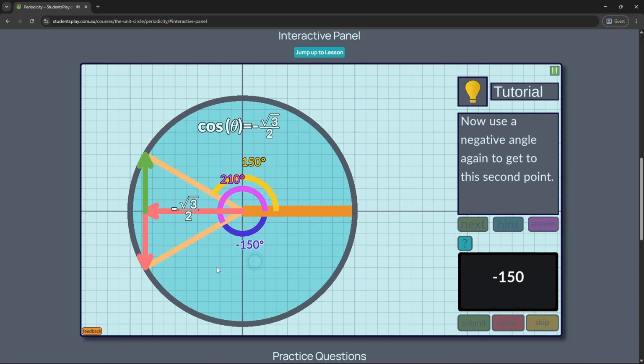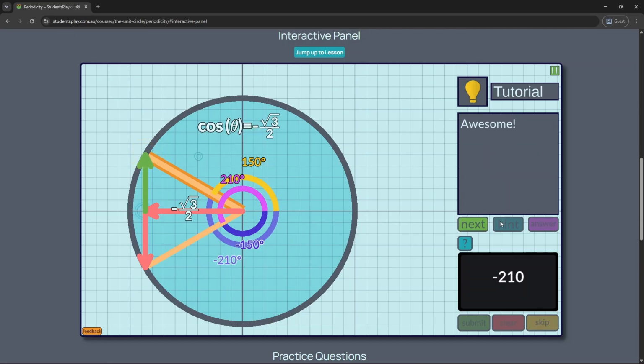Now use a negative angle again to get to this second point. Well, this one was 150 and this one was also 150. So what if it's 210? So what if we do negative 210? Interesting. Awesome.